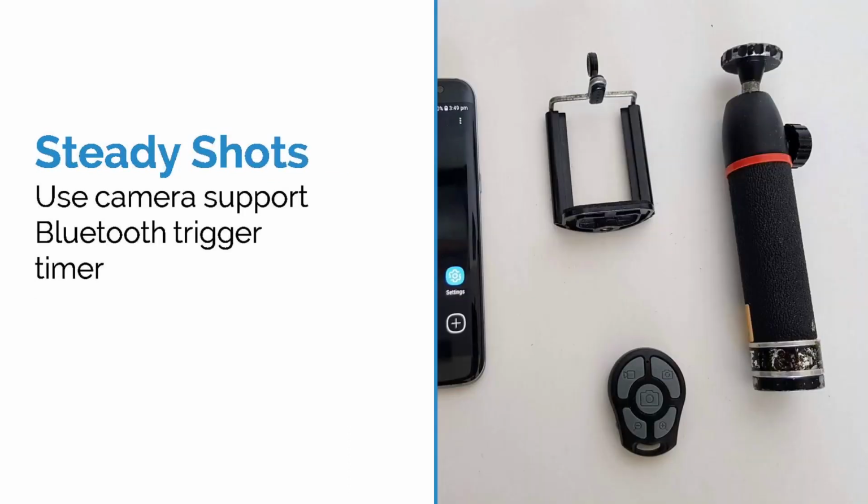So to make your shots a little bit steadier, you could think about getting some camera support, like a tripod, or using a Bluetooth trigger, like I've got in the bottom of this shot here.